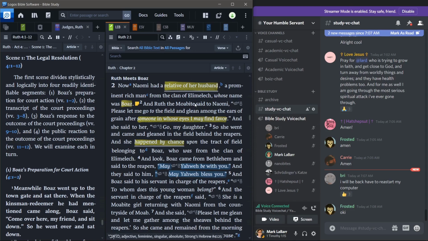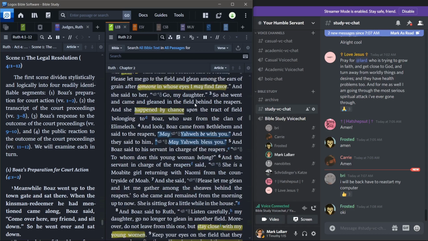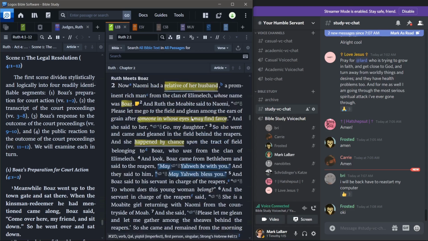So she's out gleaning from fields, and she just so happens to come upon Boaz's field, who is one of the relatives from Elimelech's side and one of their redeemers as well. Just so happens, which is irony, for this is God's providence, essentially.